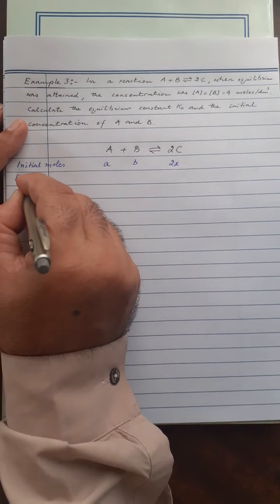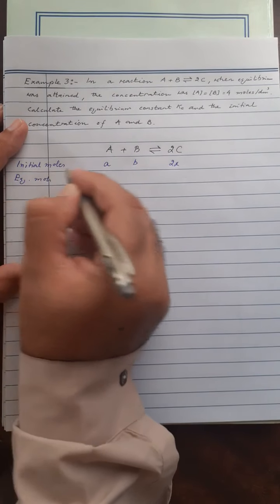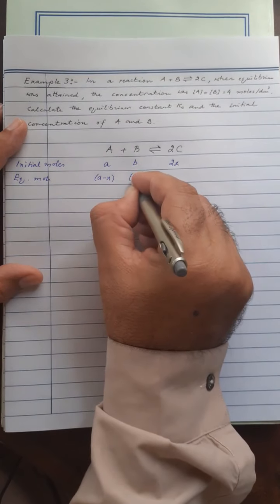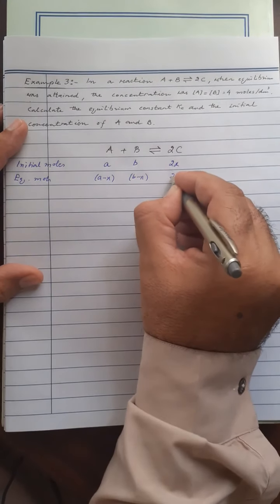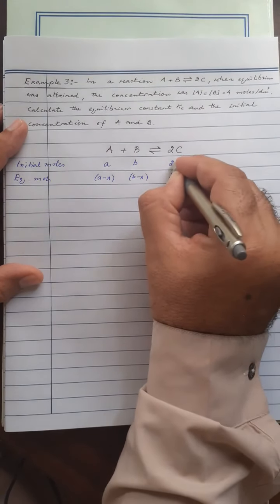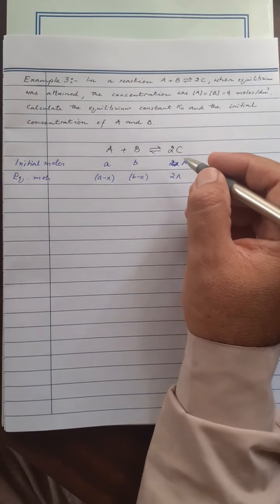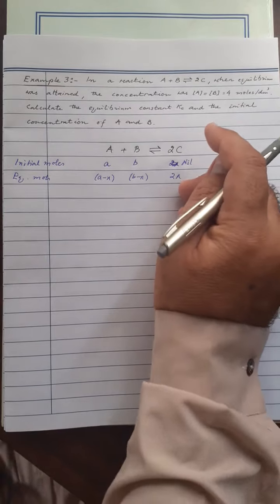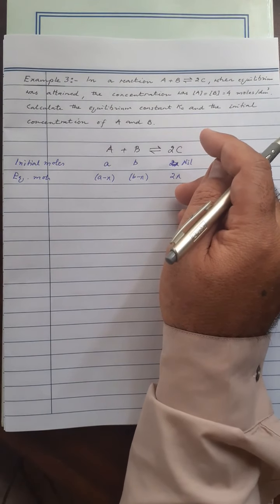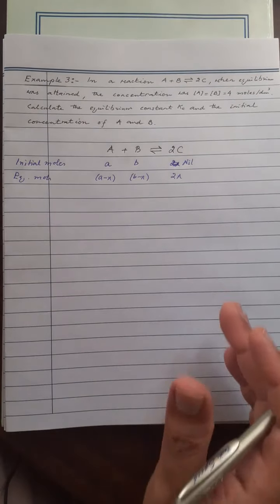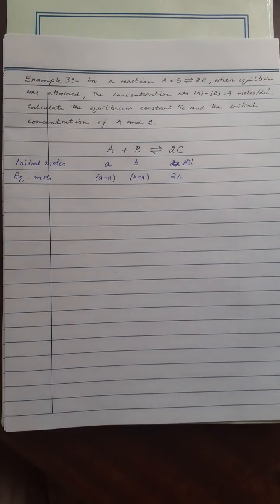At equilibrium, we suppose the moles are going to be a minus x, b minus x, 2x. I'm very sorry, C is going to be nil in the initial stage. So it's just like the hydrogen iodide equilibrium, if you remember. I'm doing the book example, but with an entirely different approach, so you're not confused. I hope you get me.